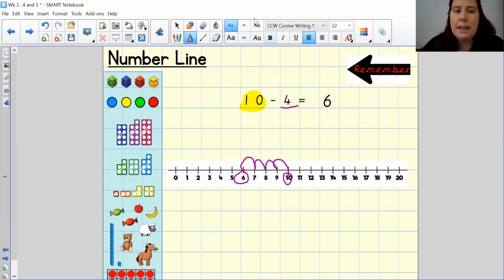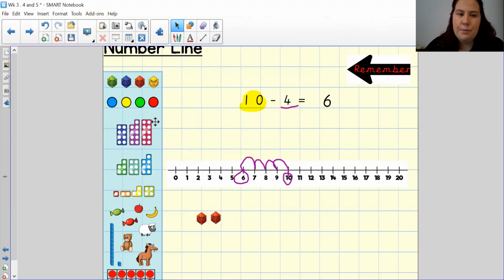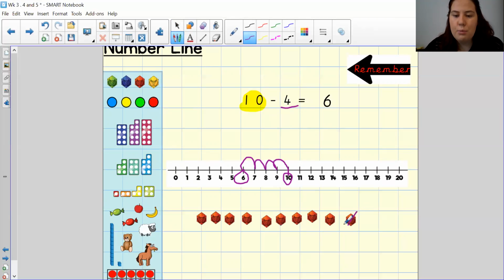Okay, and that is the same thing if we were to use our objects or draw them ourselves. So let's have a look. 1, 2, 3, 4, 5, 6, 7, 8, 9, 10. And then I'm going to cross out how many? 4. Fantastic. 1, 2, 3, 4. How many are left? Let's count. 1, 2, 3, 4, 5, 6. You can see the answer is the same.